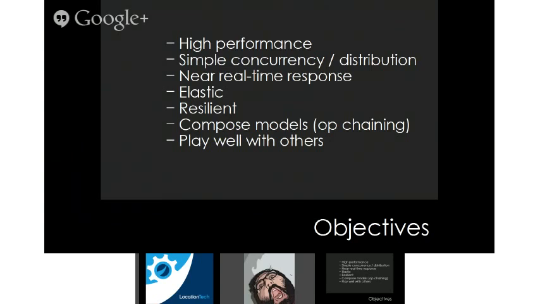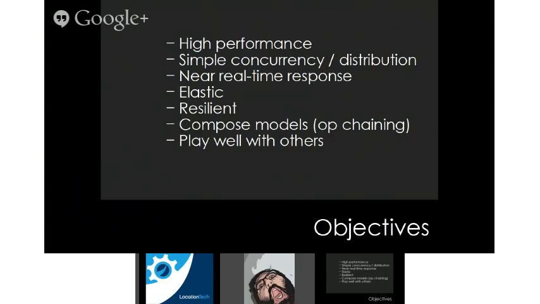It would be resilient. It would be able to lose worker agents and still survive and be able to recover from that. We want to be able to compose multiple steps in a model to do operation chaining, as well as be able to play well with others. This wasn't an attempt to replace a lot of the standard GIS tools that many people may already be using, like Oracle or PostGIS or GeoServer or ArcGIS Server, but rather to fill simply a fast data processing component within that ecosystem.